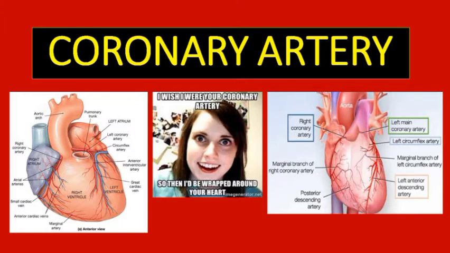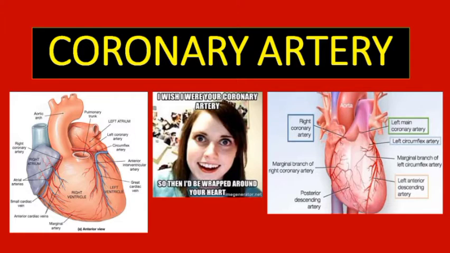We all know that the heart supplies blood to all the organs and tissues in the body. But the coronary arteries are the vessels that supply blood to the heart. So, whenever there is a block in these coronary arteries, there is loss of blood supply to a part of the heart, which is called myocardial infarction.